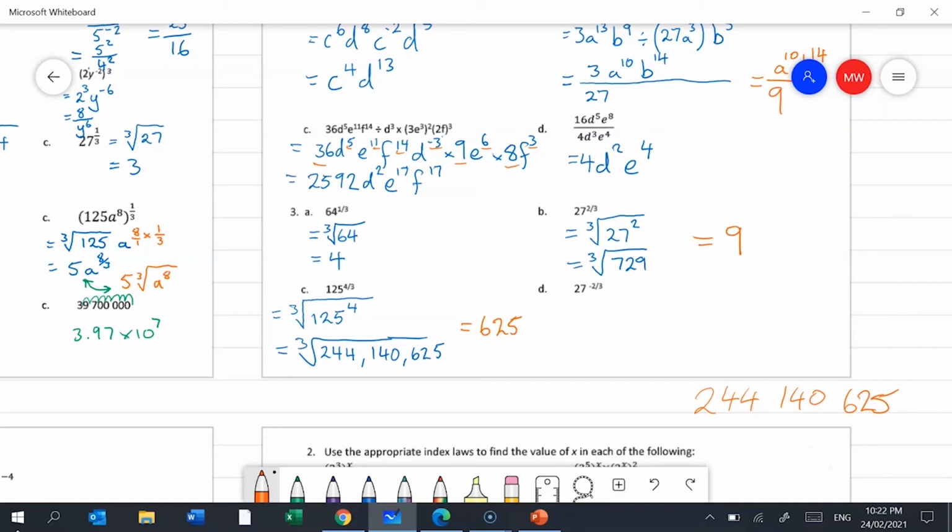And then this final one, D, if you actually just have a sticky beak at the one straight above it, there's a nice clue there for you. So remembering that the little negative symbol that you can see there is what makes the difference in this question. So this really is very similar to the one above. It's just that it's 1 over the cubic root of 27 squared, which we worked out the cubic root of 27 squared is 9, so the answer to this one is 1 over 9. I'll make that orange just so it's nice and clear.